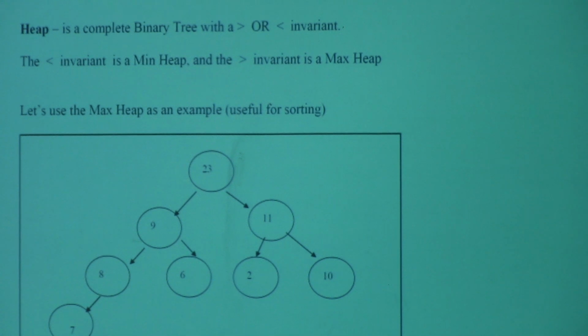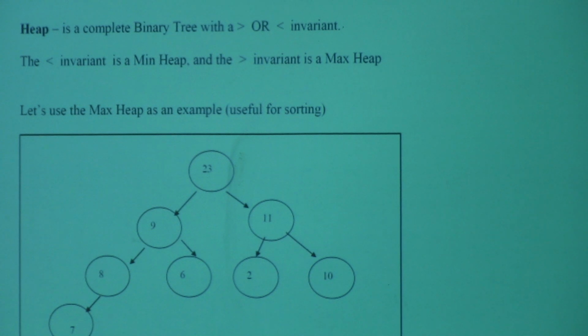as invariant. And of course, you know an invariant is a condition which is always true. So an invariant is either a greater than invariant or a less than invariant. If we are looking at a binary tree, is that necessarily a heap? The answer is not necessarily. It has to be a complete binary tree.